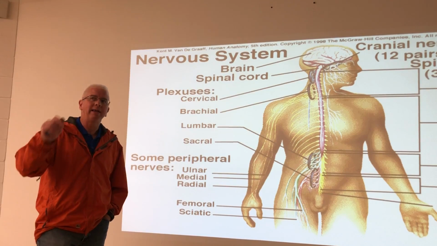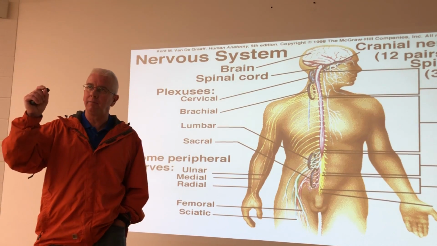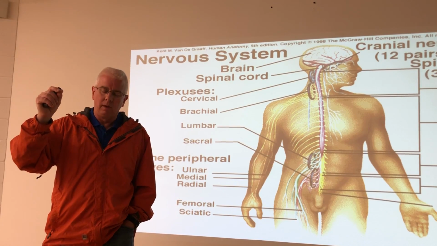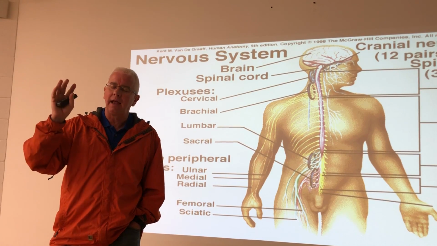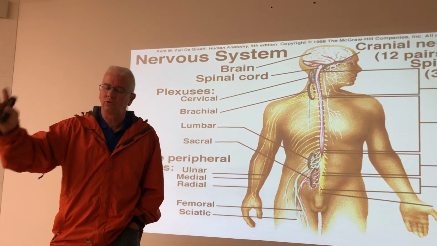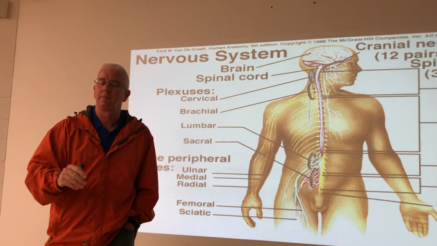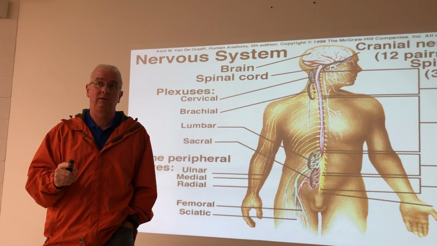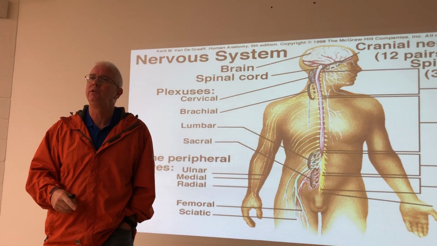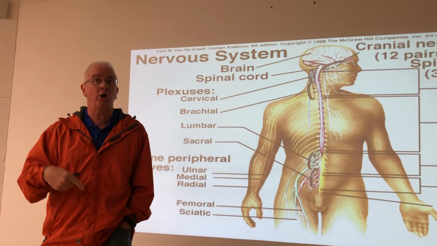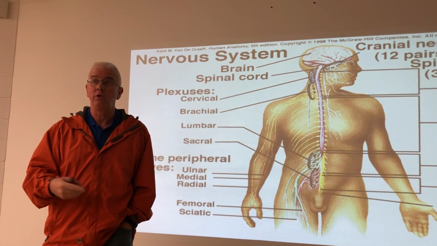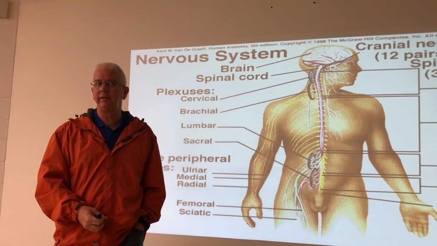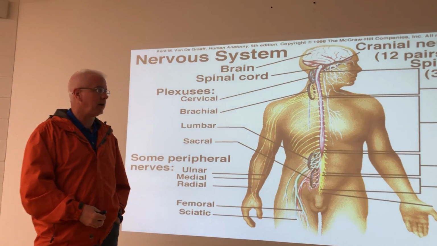Okay, so I can talk about the nervous system in anatomical divisions, the central nervous system and the peripheral nervous system. Or I can talk about the nervous system in functional divisions, physiological divisions. And those divisions I would call the somatic and the autonomic. Now you've heard these words already, somatic and autonomic. But I'm going to give you a little bit more today about what I mean by somatic and autonomic.